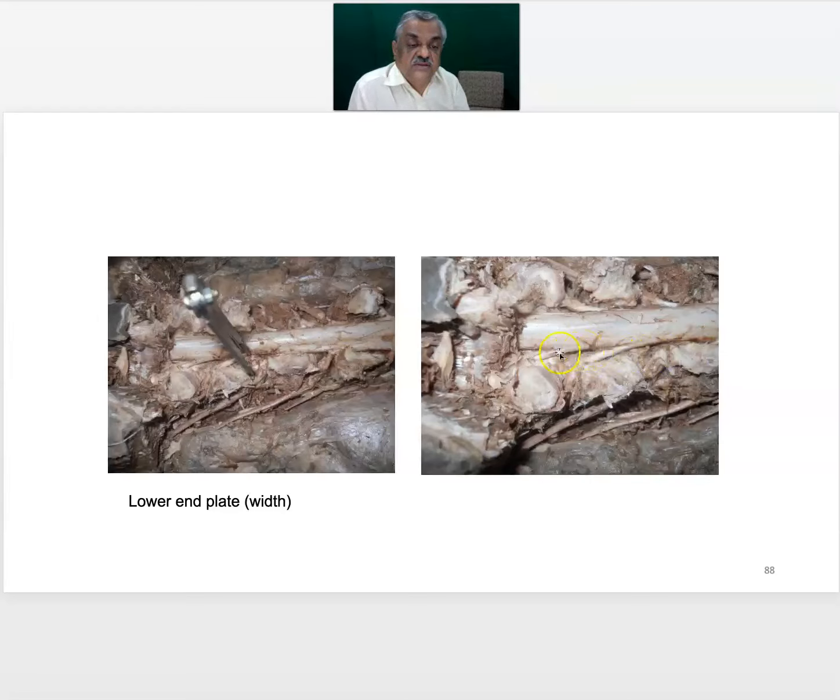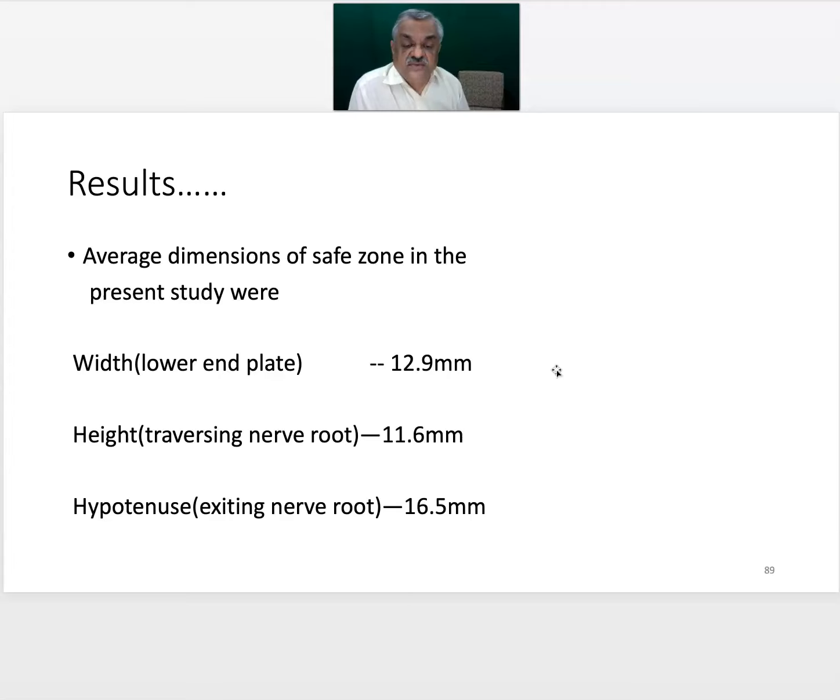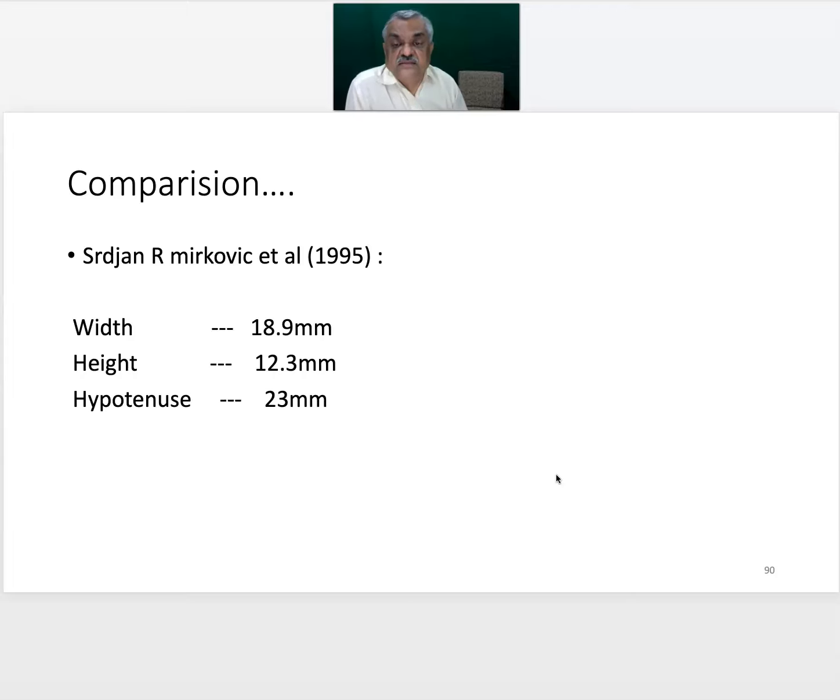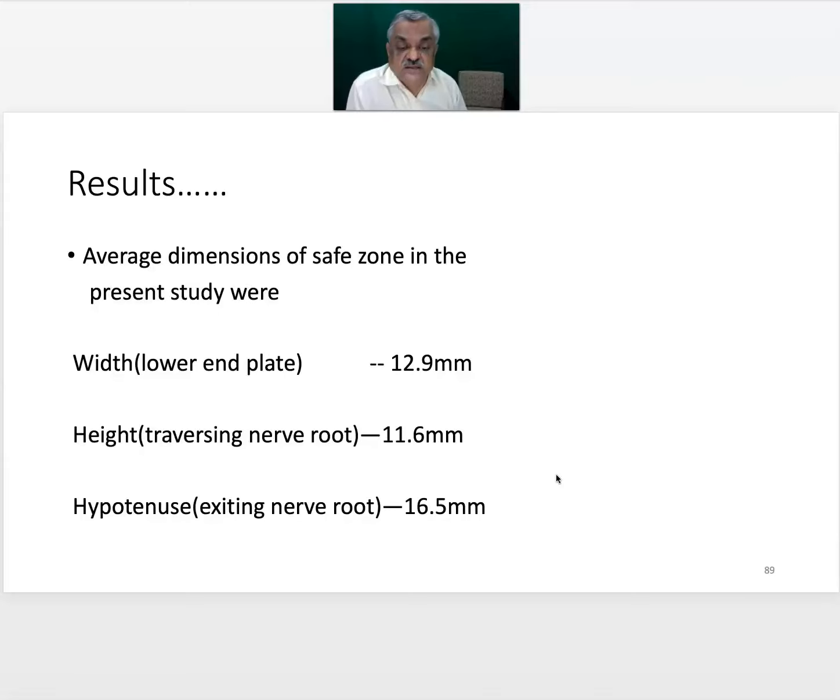So to revise, the height of the triangle, the hypotenuse, and the base of the triangle have been measured in our study, and the average dimensions have been, the height is about 12, the base is about 13, and the hypotenuse is about 16. So 12 by 13 by 16. And in case of American cadavers, as we have seen, this is 12 by 18 by 23. So we are dealing with a proportionately smaller foramen, and the comparison from Markovic is 12 by 18 by 23, and in our studies it is 12 by 13 by 16.